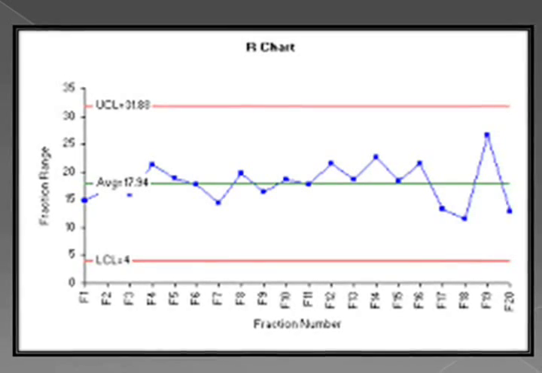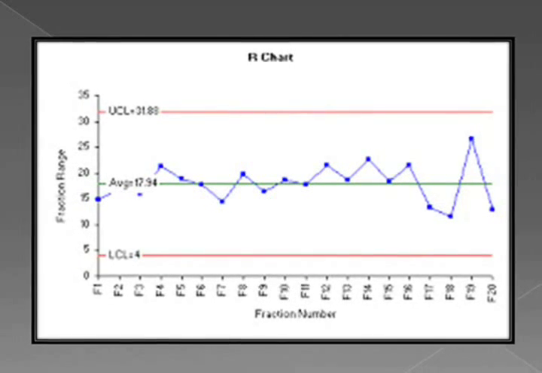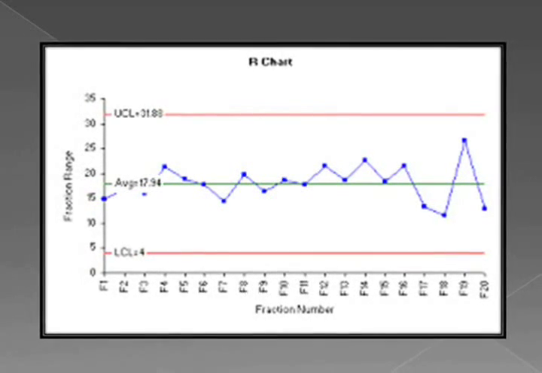R chart: a type of control chart used to monitor variables data when samples are collected at regular intervals from a business or industrial process. Range chart. This is one example of getting the upper and lower control limits for range.